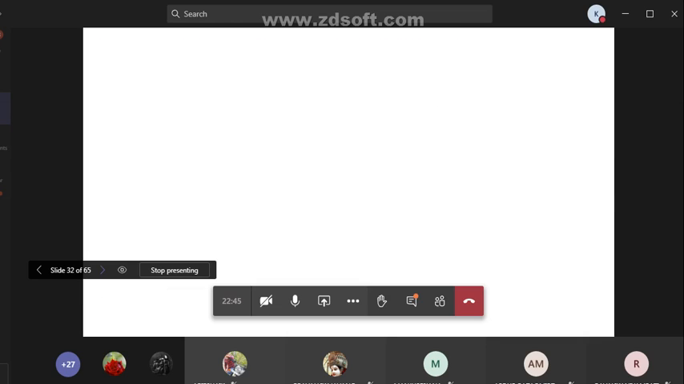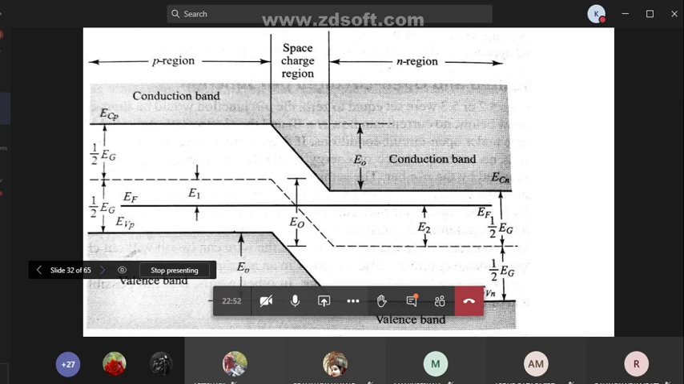Forward biasing increases the electron density in the conduction band of the n side. That's why the Fermi level moves upwards. See here, the forward biasing increases the electron density in the conduction band of the n side, so the Fermi level moves upwards in the n region.